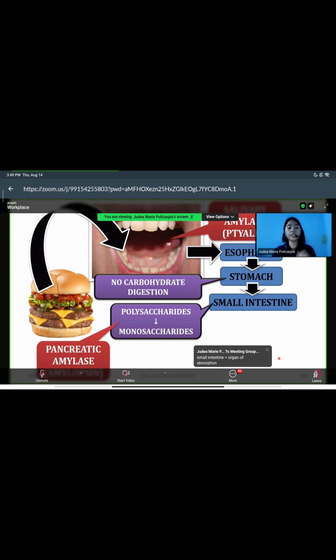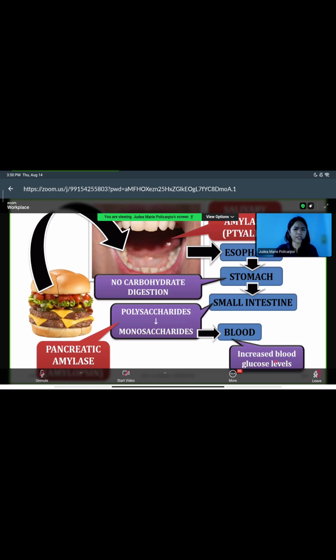Ia-absorb niya ngayon yung mga na-chop-chop, yung mga monosaccharide na yan. Pag sinabing ia-absorb, from the small intestine, dadalhin niya yan sa blood or sa circulation. Okay, papasok yan ngayon sa circulation natin from the small intestine. And ano mangyari ngayon sa sugar sa dugo natin? After ma-absorb ni small intestine yung mga sugar, yung mga monosaccharide, especially yung mga glucose, mapupunta na yan ngayon sa blood. Ano mangyayari sa glucose ng blood natin? Tataas yan ngayon. Anong tawag natin sa pagtaas ng sugar na yan?